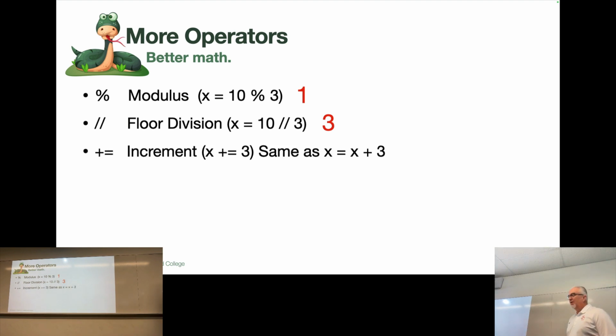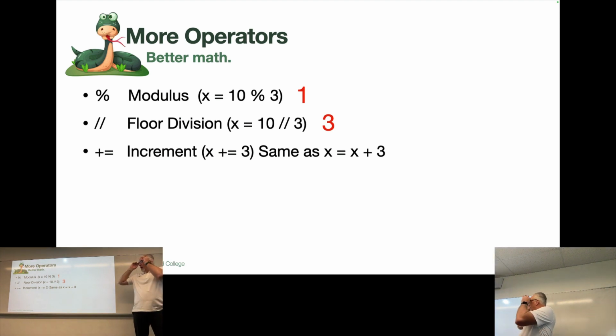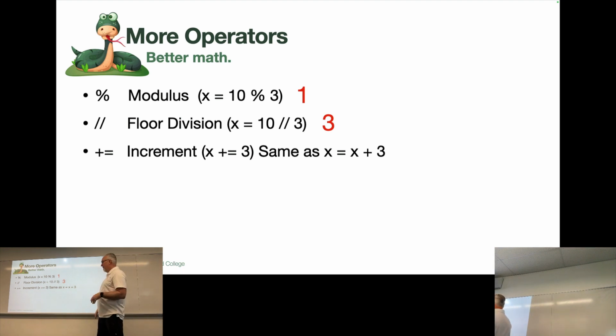Okay. The increment operator is an easy way to add a number to a variable. So basically it says take whatever's in this bucket and add 3 to it. So if I have 10 in this bucket and I say x plus equals 3, what's in the bucket now? 13, right? Okay. So if I run this in a loop where it's doing this over and over and over, it's basically counting by 3s.